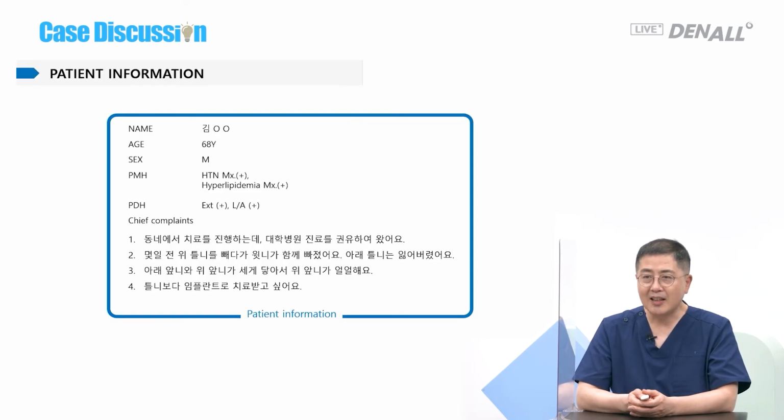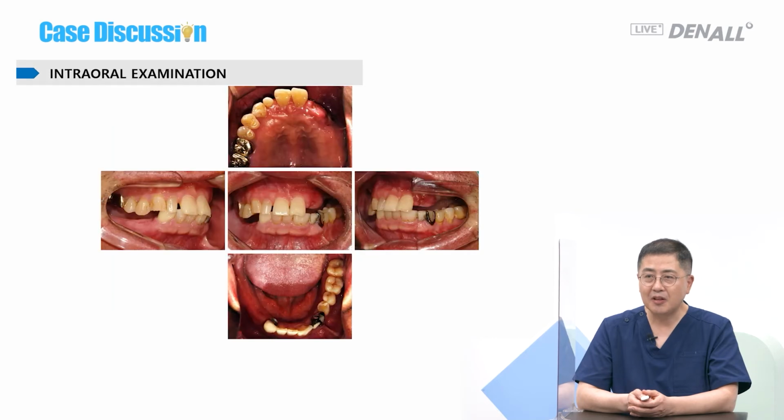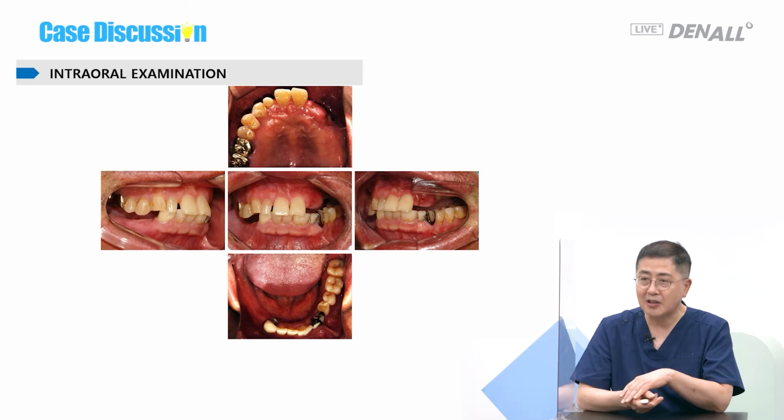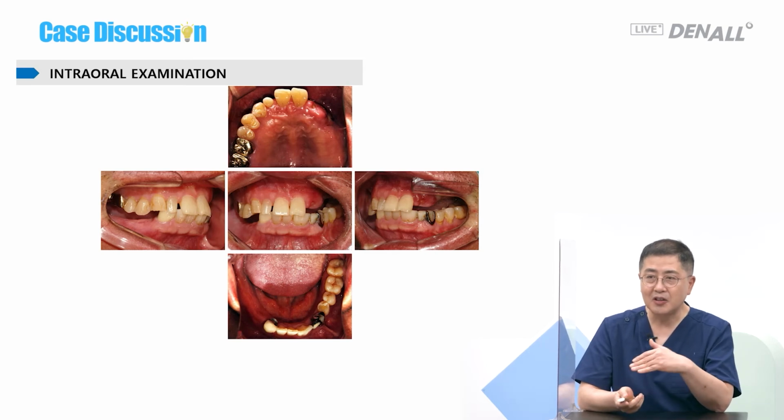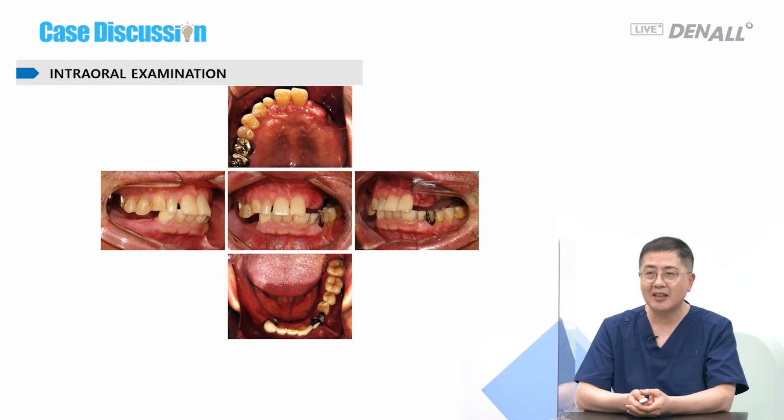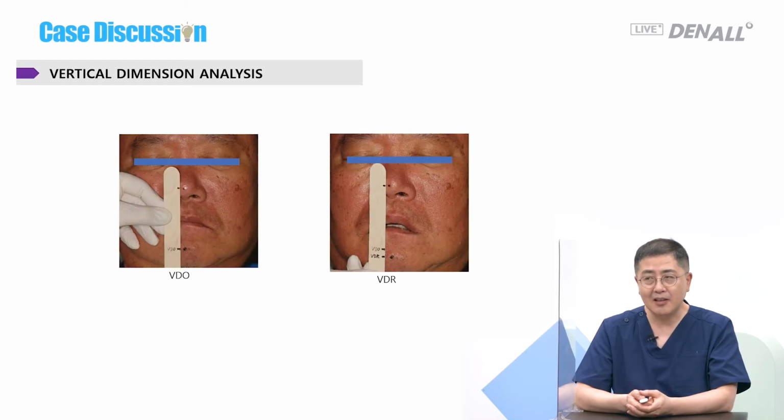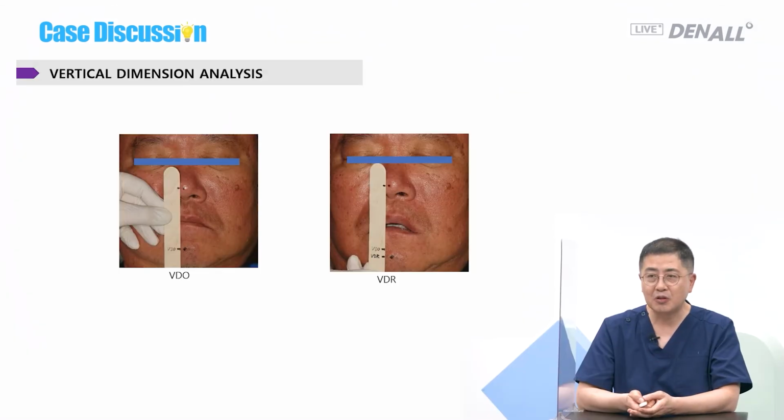This is a very well-made case, so let me explain that. 68-year-old male patient. Various problems are seen here, especially the occlusal vertical dimension is pretty lowered. How to raise VDO? The prosthetic approach is very difficult. An intern made a presentation with this case, which is a very good case.